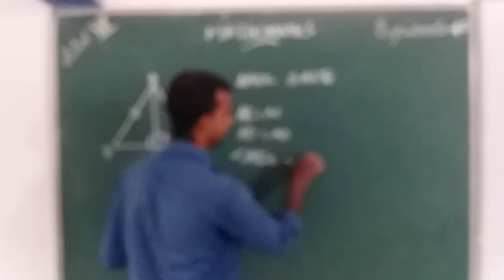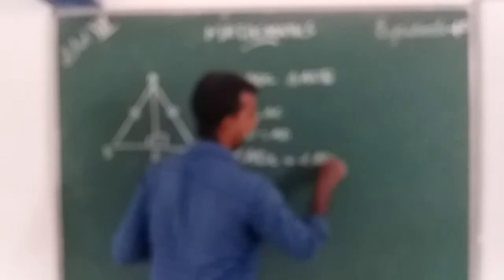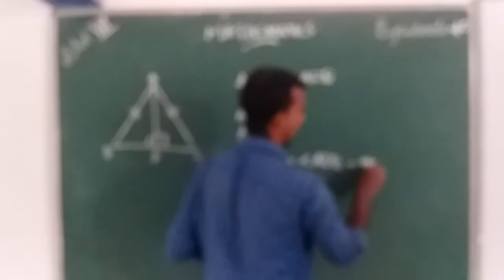And we can say that angle ADC is equal to angle ADB. Is it? Yes. That is, these are 90 degrees. That is altitude according to the question. That is altitude.